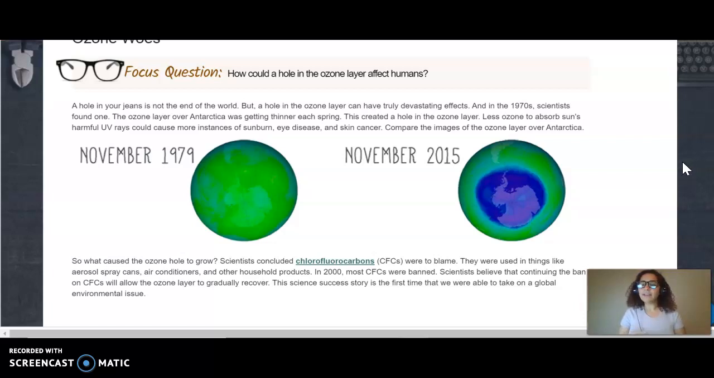So why did we have this hole in the first place? So scientists concluded that chlorofluorocarbons, or CFCs, were to blame. And you can find these things in many household products. So in the year 2000, most CFCs were banned, and they are hoping that the ban will help the ozone layer gradually recover over time.